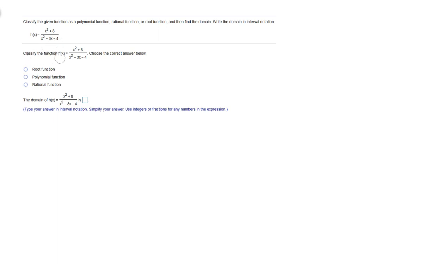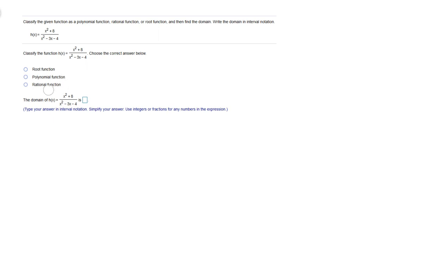So first we want to classify it. We've got our three types: root, polynomial, and rational. So root function, those are going to have radicals in them. Square roots, cube roots, and so forth. Polynomial function, these are the ones with no fractions, no radicals. You're going to have just variables to whole number powers.